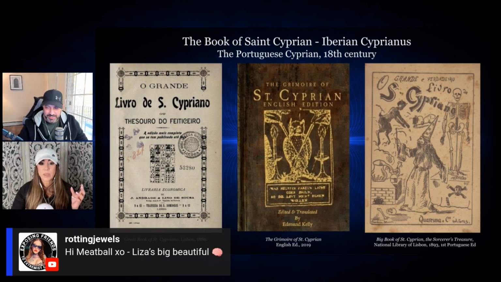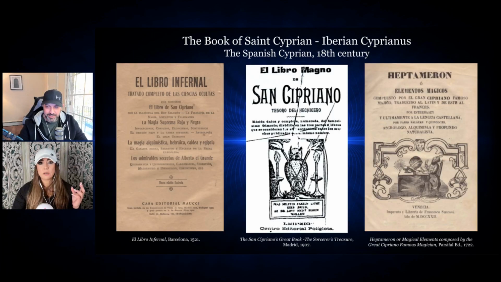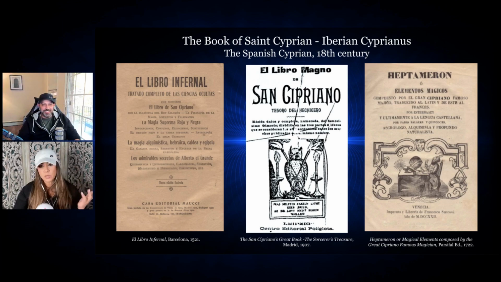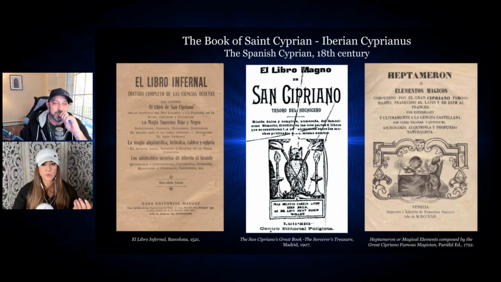Then you have the Spanish version of the Iberian Cyprianus, and that's obviously written in Spanish, but a majority of those Spanish versions are similar to the Key of Solomon, and they're considered a rehash of the Grand Grimoire. So the most complete versions of the Spanish Cyprianus, which are called Libro Infernal, include the Grand Grimoire, the Key of Solomon, and the Grand et Petit Albert.